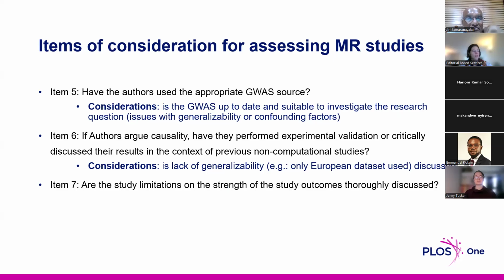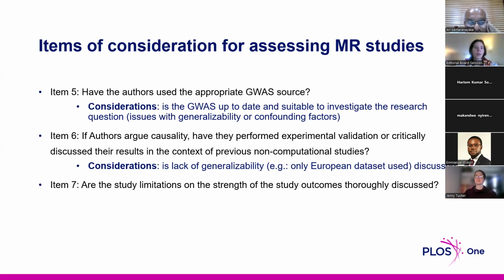And then, of course, if the study limitations on the strength of the study outcome have been thoroughly discussed, because we do expect the authors to not just provide a generic "Mendelian randomization studies can have the following limitations", but really do this critically in light of their own findings, so that we know they have in-depth considered these limitations.